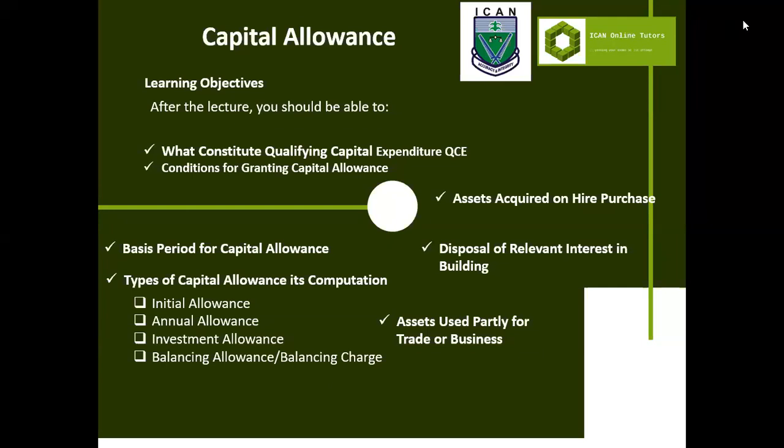Class, for this class, we'll be looking at basis period and capital allowance, and we have a lot to cover. I don't know how fast we can go today, because we need to deepen our understanding of capital allowance. We need to understand the various types of capital allowance, the computation of capital allowance for assets acquired on hire purchase, which is very, very important, and disposal of relevant interest in a business.